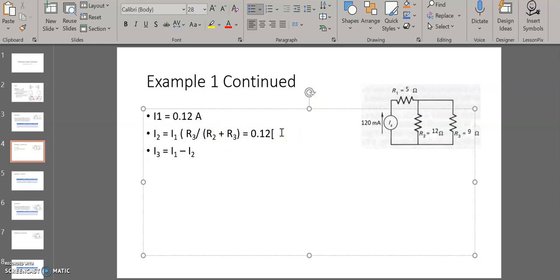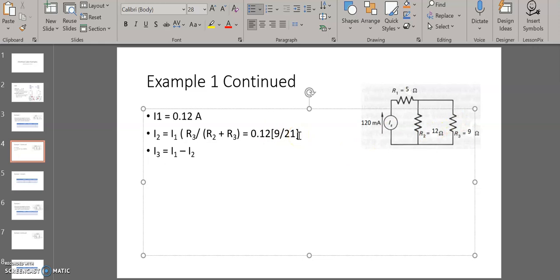Okay, so my R3 is 9. I put that in the numerator because that's the lesser of the two values. And in my denominator, I'm going to put the sum of the two, and that's going to be 21. Okay, so the 9 plus 12 is the 21.